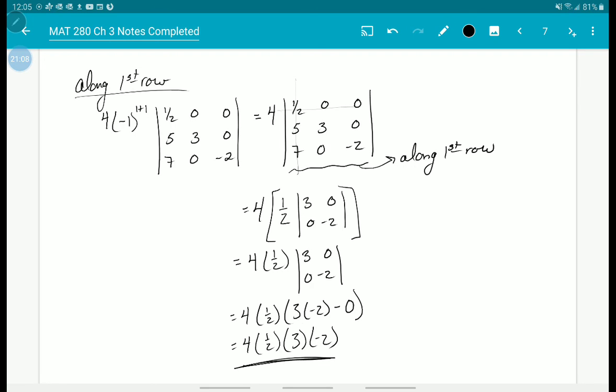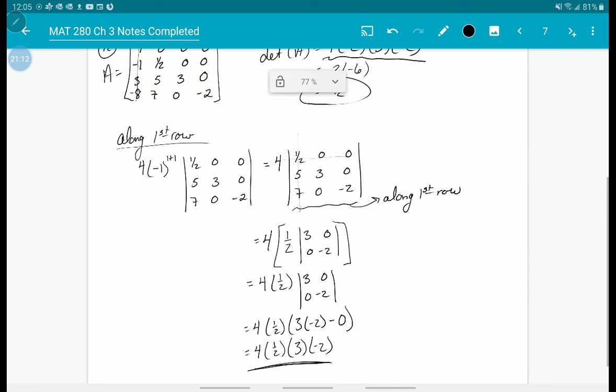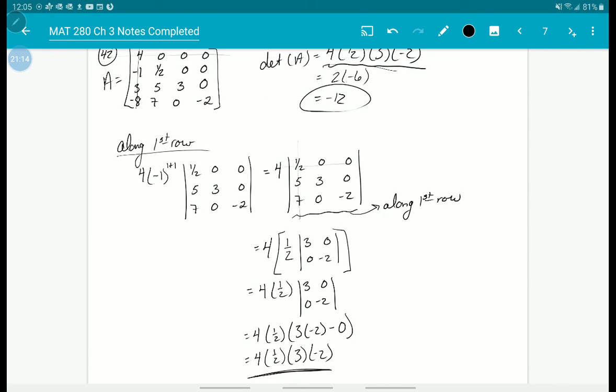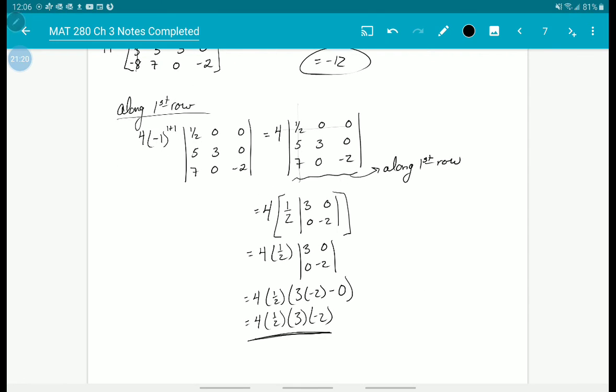So you can see how it's the exact same thing as what we had up here using our theorem and multiplying the entries down the main diagonal. You can see that come out in that process. So that's a nice little shortcut for triangular matrices. It could be a lower or upper triangular matrix. It could also be a diagonal matrix, that will work.